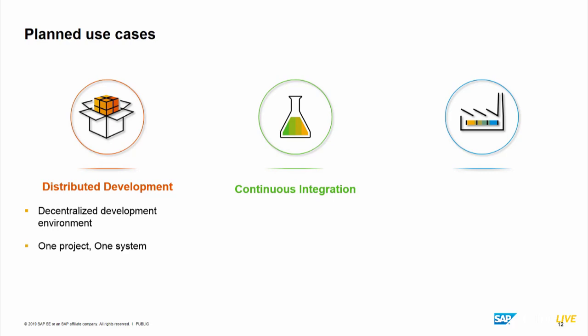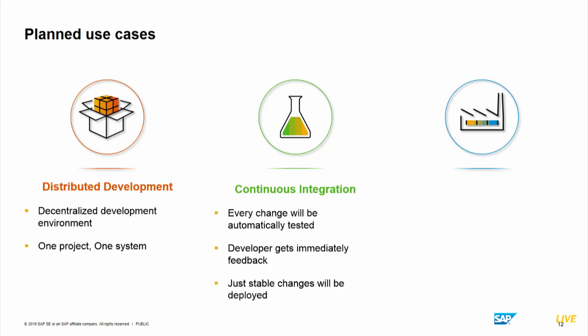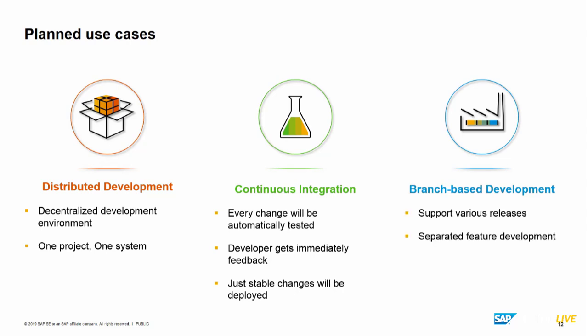Also, a big benefit, we can enable continuous integration. So changes can be deployed automatically and also tested automatically, and the developer gets immediate feedback if it was fine or the test failed. And only stable stages can be deployed. If there's an error, we can revert to the last stable change. Also, Git enables us branch-based development. So we can support various releases within Git. We can also use it for feature development within one release and also for maintenance.